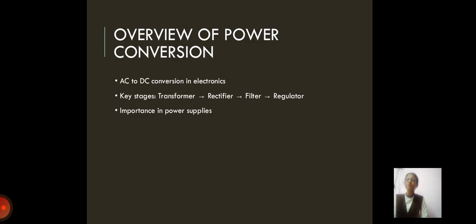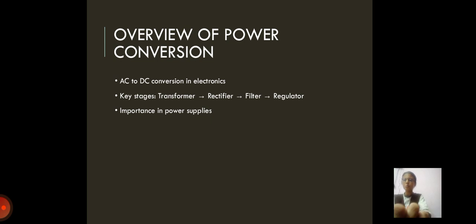Before going further, first let us take an overview of power conversion. Normally, electronic devices require DC power, whether it is a phone, a laptop, or any electronic device. But the electricity supplied to our home is AC. So we need a system that converts AC to DC. The process of converting AC to DC is rectification. This process involves 4 key stages: transformer, rectifier, filter, and regulator. Each step ensures clean and reliable power delivery. These are very important in power supplies.